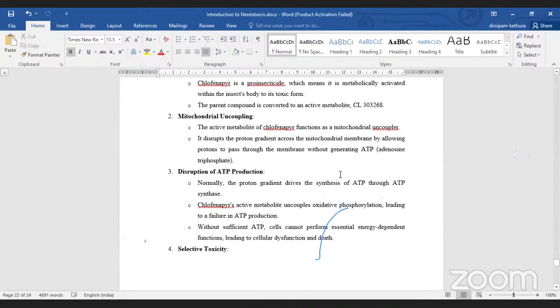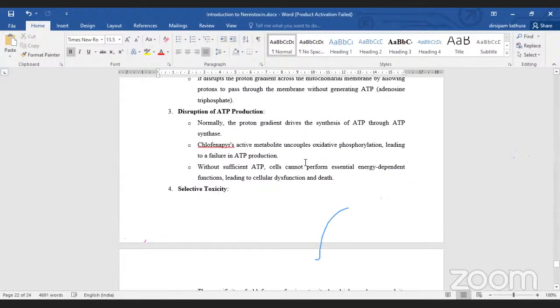And the activated metabolite of chlorfenapyr functions as a mitochondrial uncoupler, which disrupts the proton gradient which occurs across the mitochondrial membrane by allowing protons to pass through the membrane without generating ATP. And with this disruption of the energy production, automatically the amount of ATP production gets depleted, that eventually leads to the death of the organism.